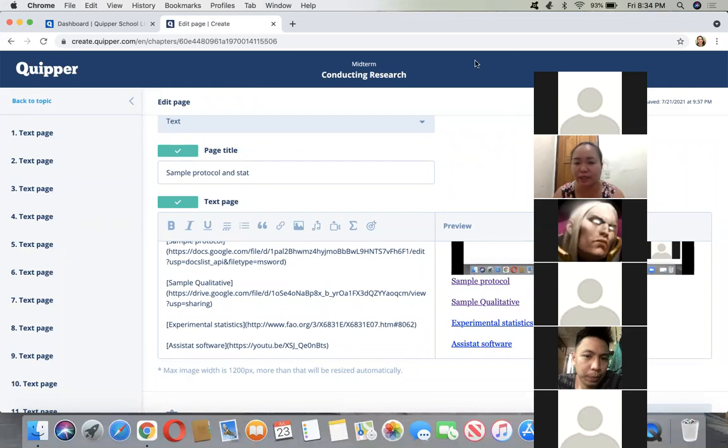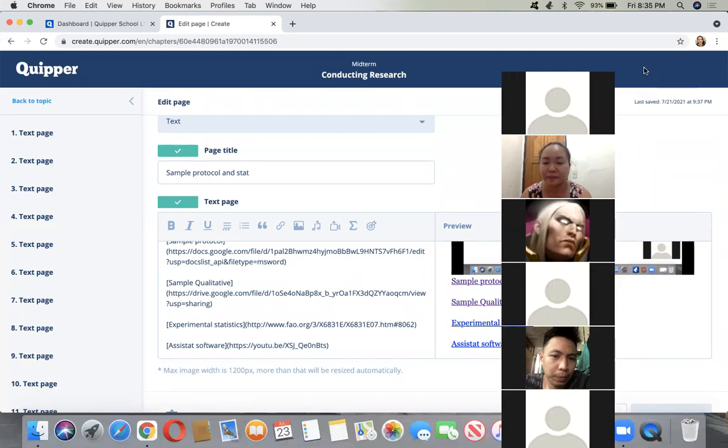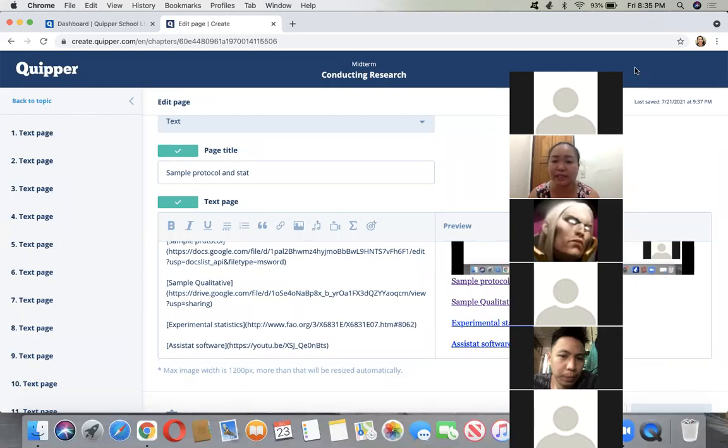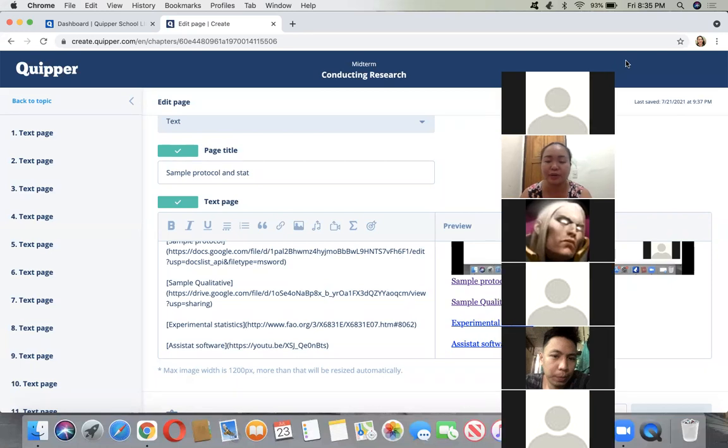Any of you here who is interested in animal science or studies on animals? Si Clark, ma'am. Experimental or qualitative or descriptive. Because if experimental, then we're going to get a random example from Google or from the internet, an example of an animal research protocol or study.